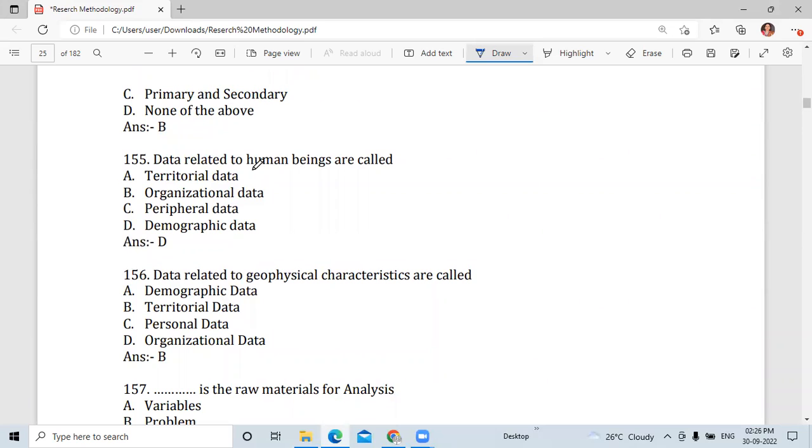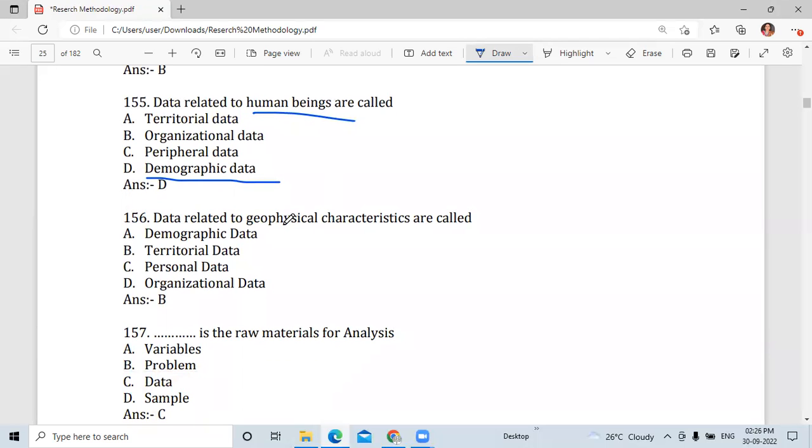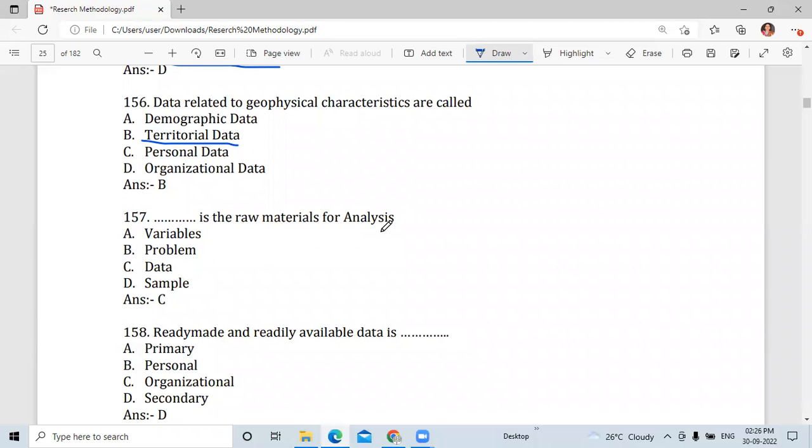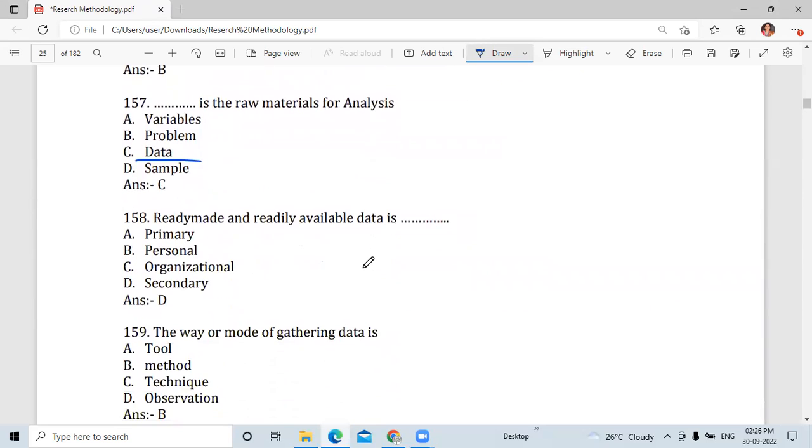Data related to human beings are called demographic data. Data related to geophysical characteristics are called territorial data. Dash is the raw material for analysis. So what is the raw material for analysis? Data is the raw material for analysis purposes.